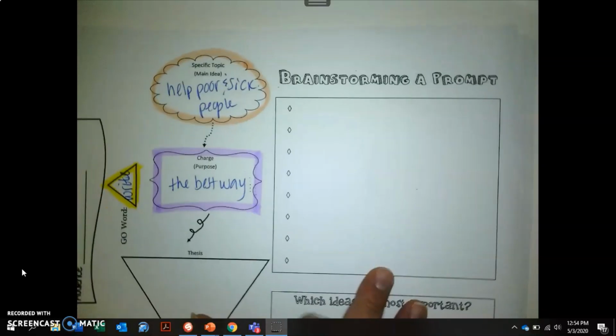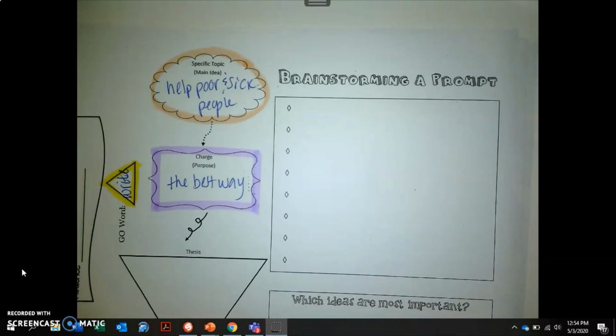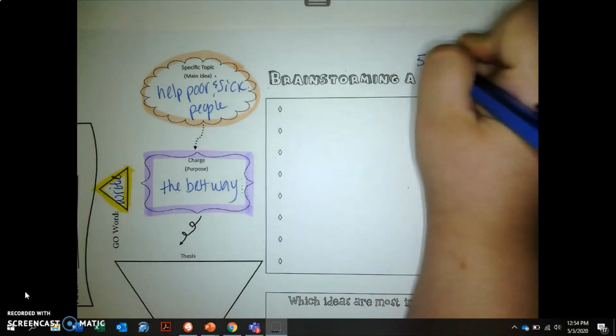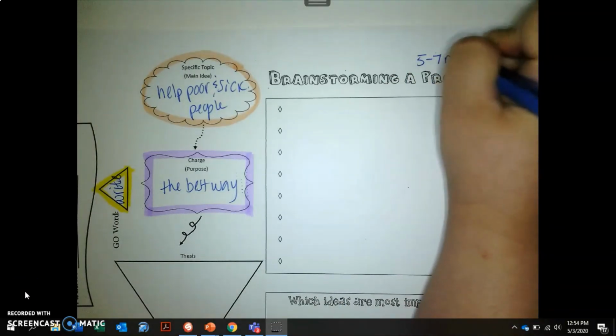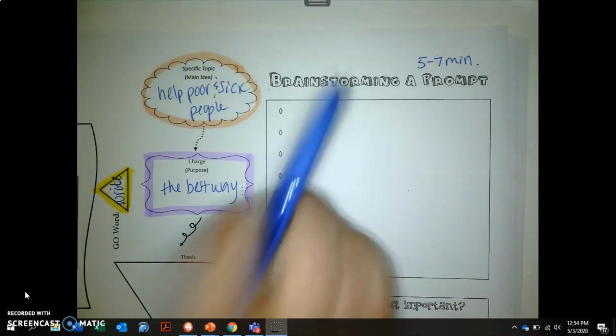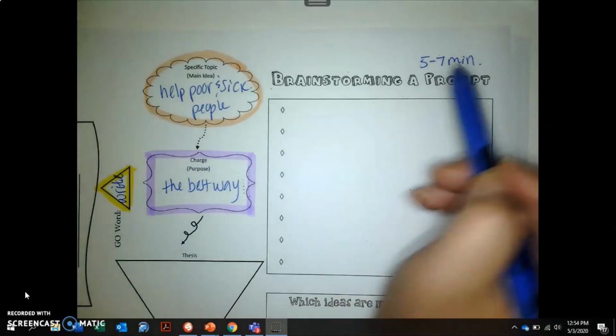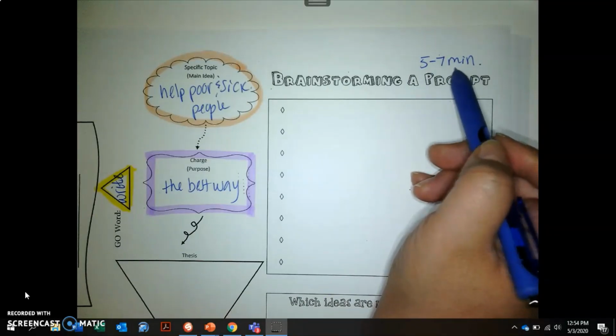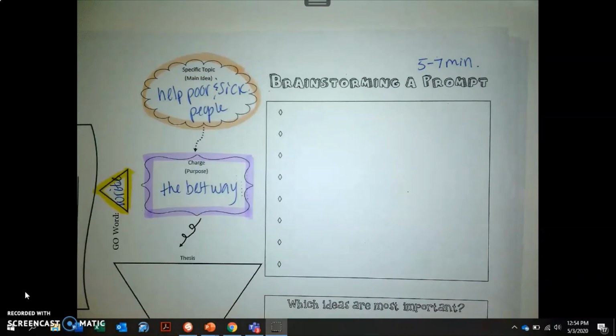All right, so let's begin with our brainstorming box. So at this point, I want you to take at least 5 to 7 minutes to brainstorm your writing prompt. So I'm going to put a screen up right now that'll have you time yourself for 5 to 7 minutes, and then we'll come back to brainstorming.